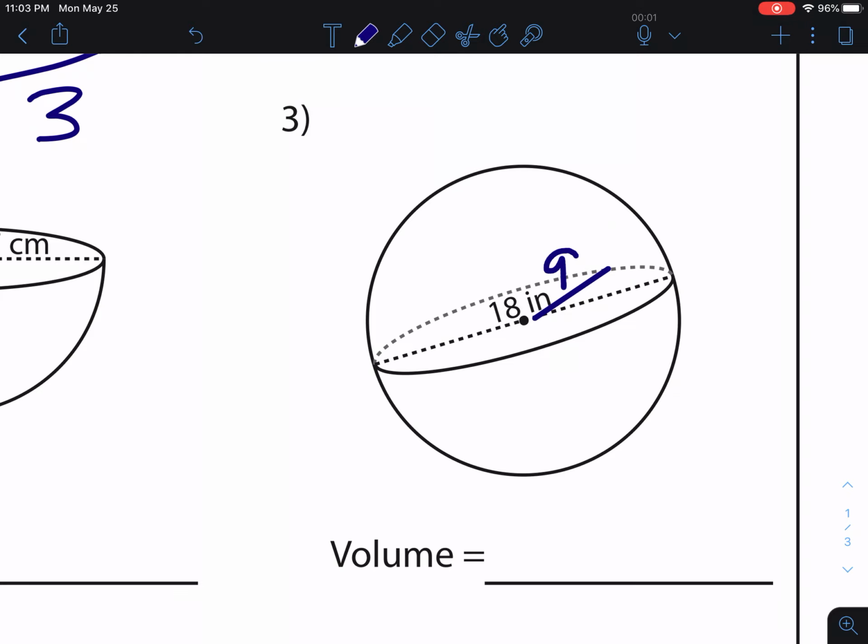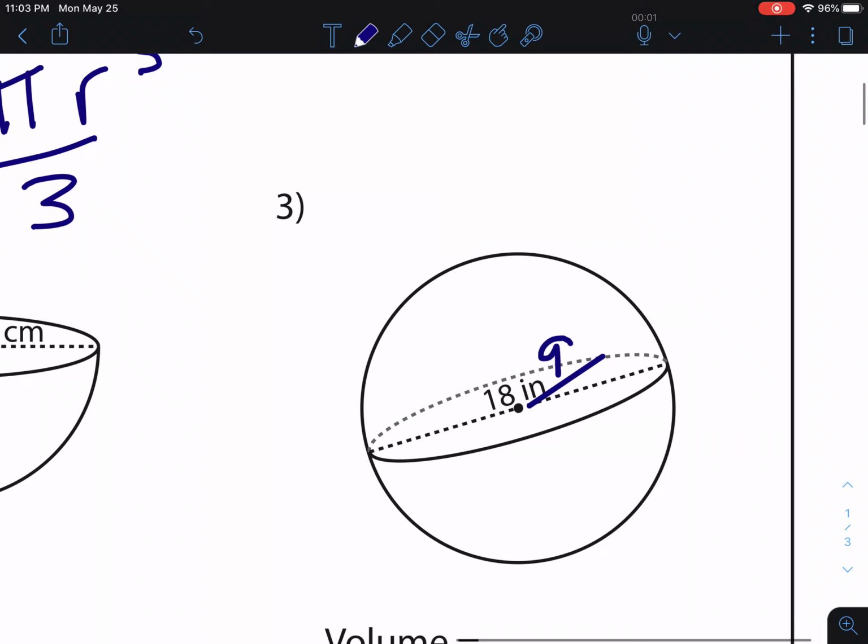And so we have 9 as our radius, and my family is getting home as I'm finishing up the video, so try to ignore the background noise for a moment.